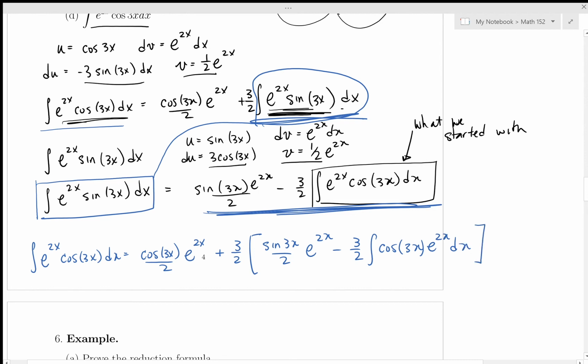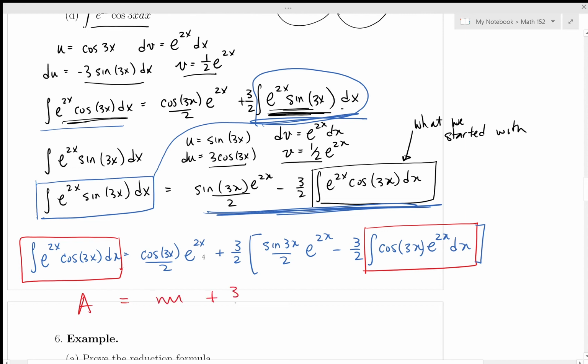Is it getting worse? No, actually we're almost done, because look what I have here. I have something here, and I have the exact same thing right here. So I can solve for that as an algebra equation. This just looks like A equals something plus 3/2 something minus 3/2 A. And I'm going to solve for A in terms of all that other stuff. So now it's an algebra problem. Let me do that below, but that is what I'm doing.